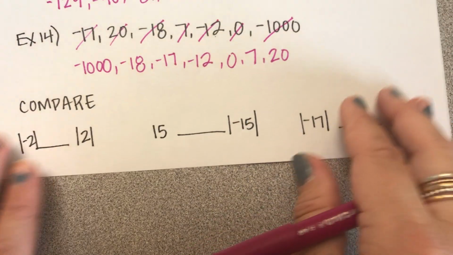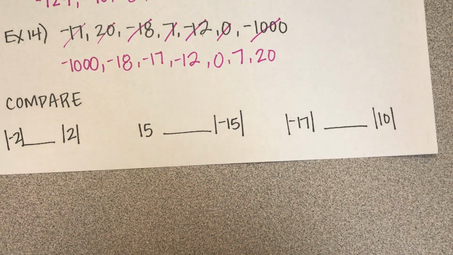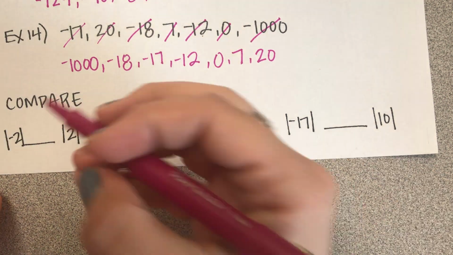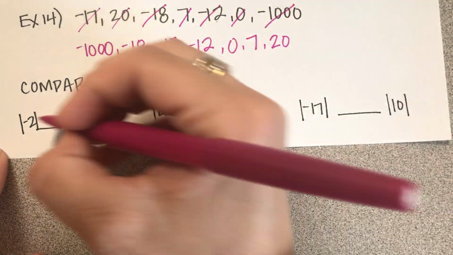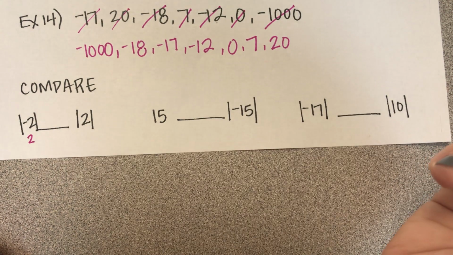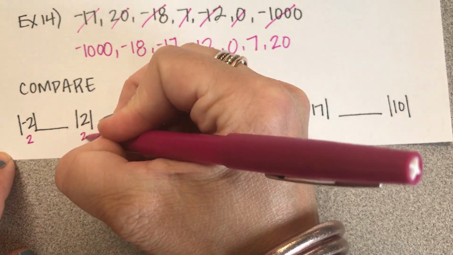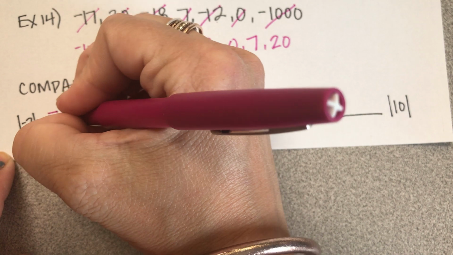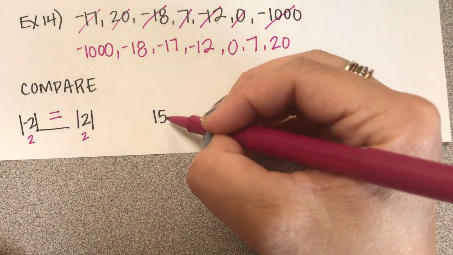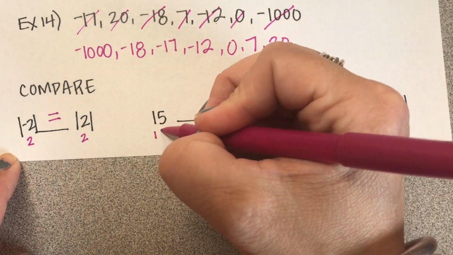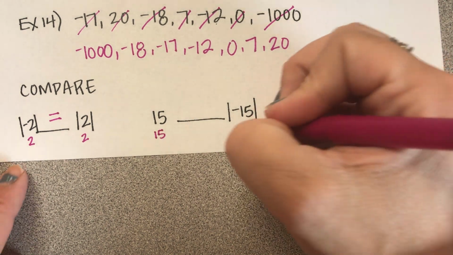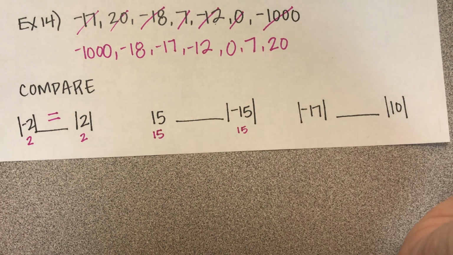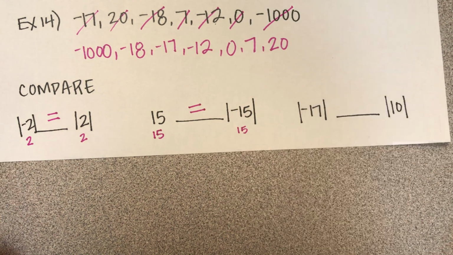And then the last section is compare. So that's where we're going to use an inequality symbol like less than, greater than, or equal to. Okay, so what's the absolute value of negative 2? 2. What's the absolute value of positive 2? 2. So those are equal, right? This is just 15. And then what's the absolute value of negative 15? 15. So those are equal.